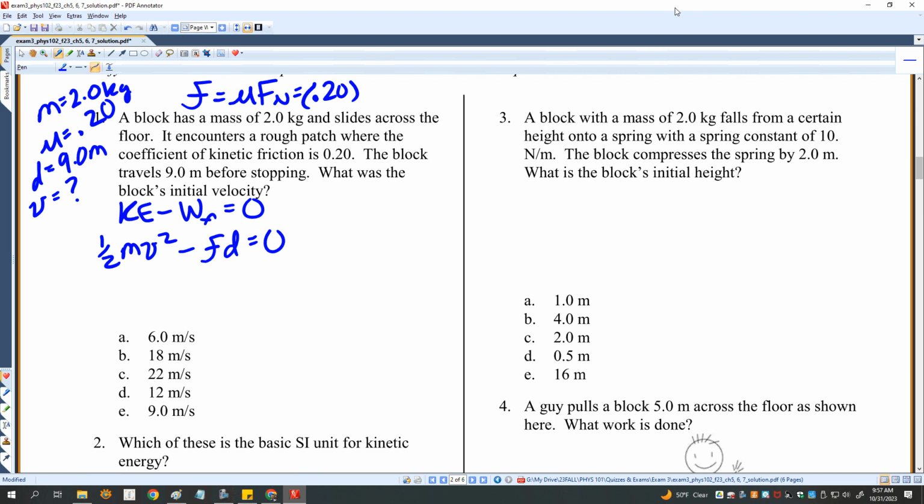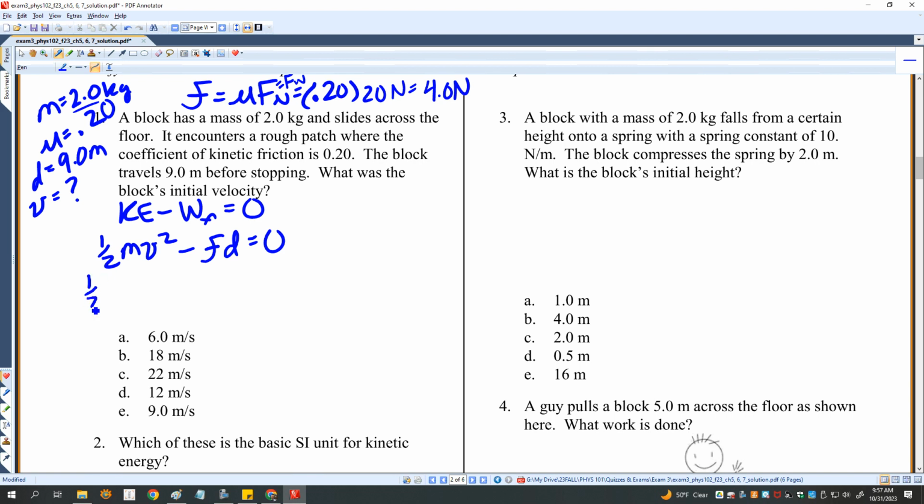Okay, so the frictional force is mu, which is 0.2 times the normal force. But remember, the normal force is equal to the weight. So that's going to be 2 kilograms times g, or 20 newtons. So that's 0.2 times 20, that's 4 newtons. So now I have everything in place. I want to know its initial velocity.